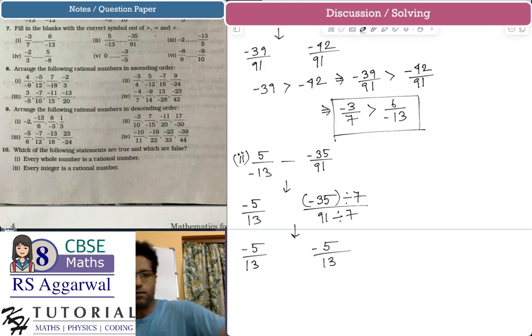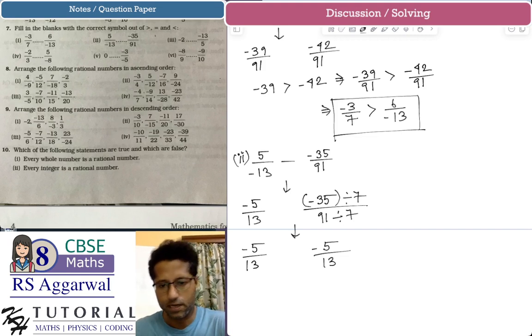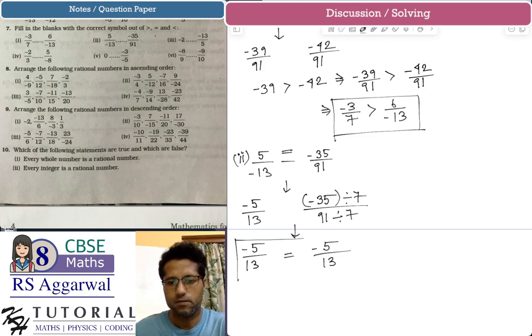Minus 5 by 13, so they are equal. Minus 5 by 13 and minus 5 by 13, the two rational numbers are equal, so definitely filling the blanks, it will be the equal to sign. So we have this relation between the two given rational numbers.